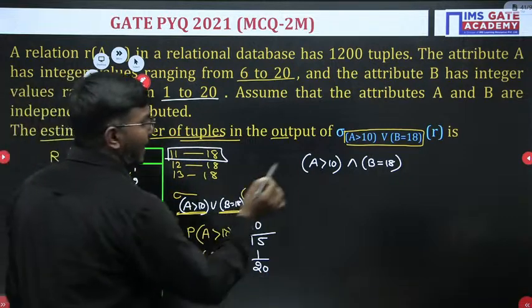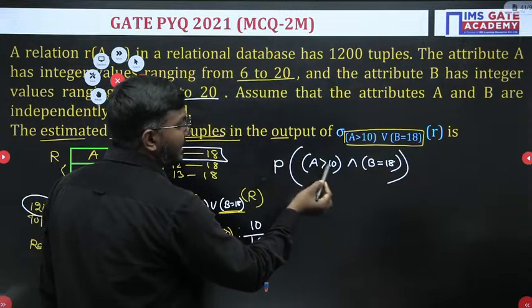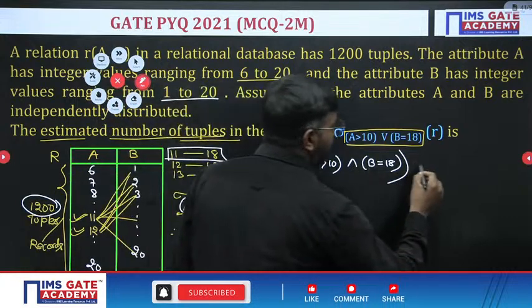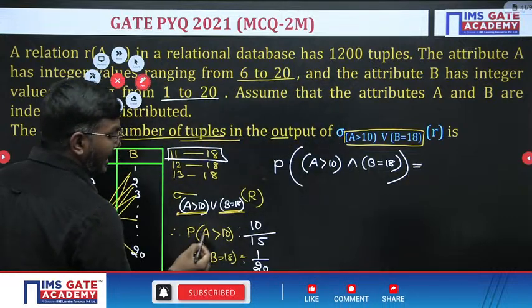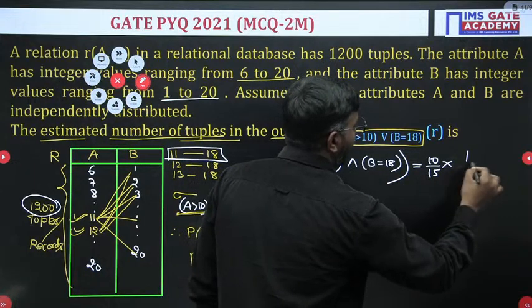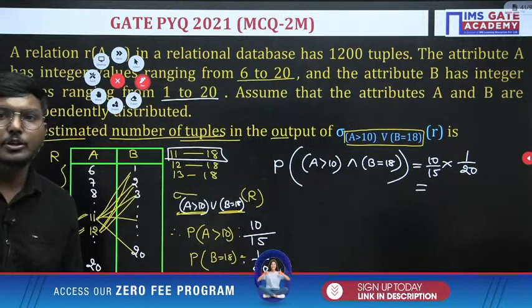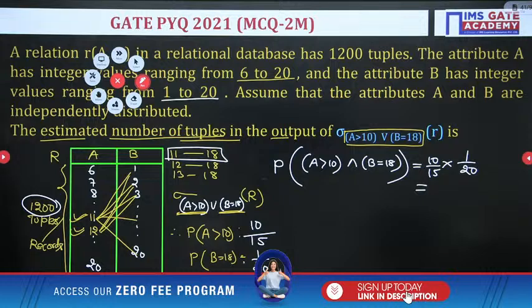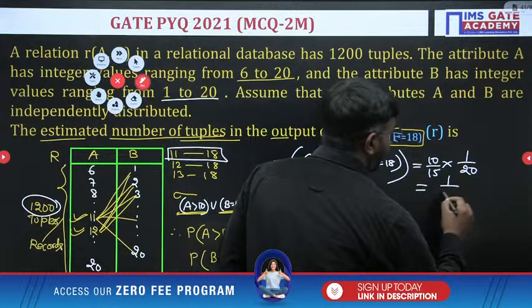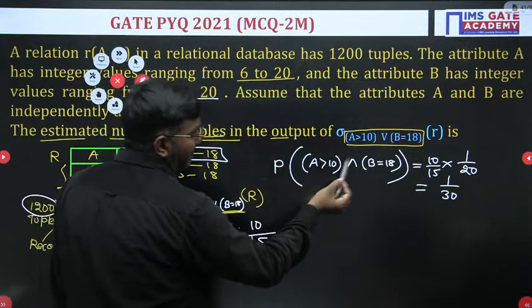Fine. So again, how to find the probability of getting A greater than 10 and B equal to 18? This is equal to the probability of getting A greater than 10, which is 10 by 15, times 1 by 20. Getting my point? If you find this value, it will be 1 by 30. Getting my point here? 1 by 30 is the probability to get a record where A is greater than 10 and B is equal to 18.